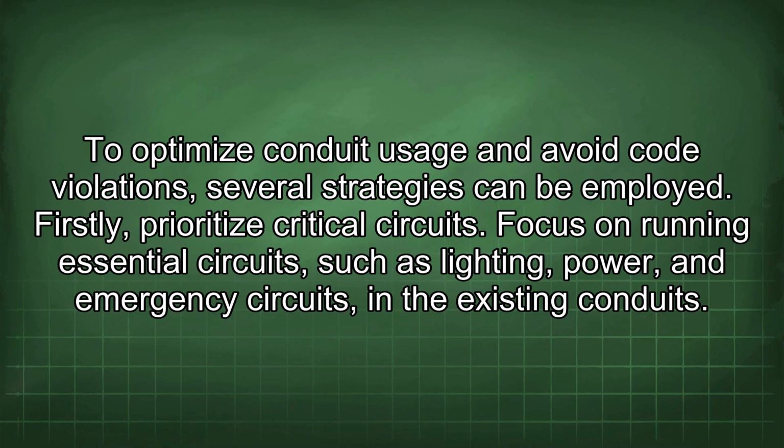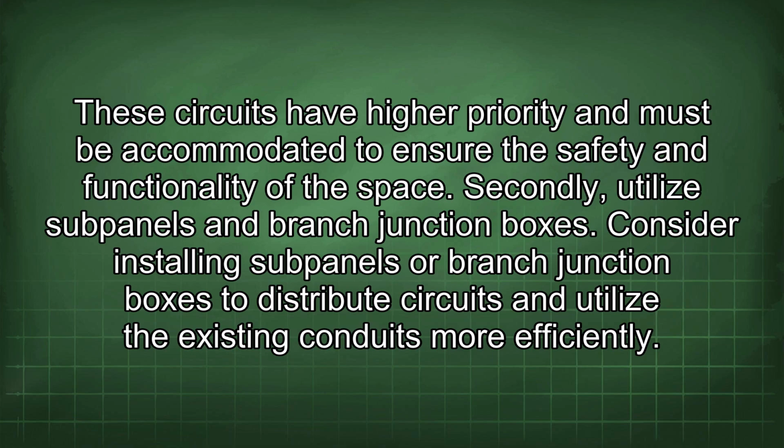To optimize conduit usage and avoid code violations, several strategies can be employed. Firstly, prioritize critical circuits. Focus on running essential circuits such as lighting, power, and emergency circuits in the existing conduits. These circuits have high priority and must be accommodated to ensure the safety and functionality of the space.